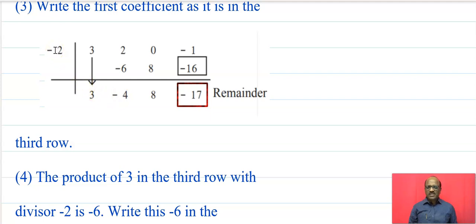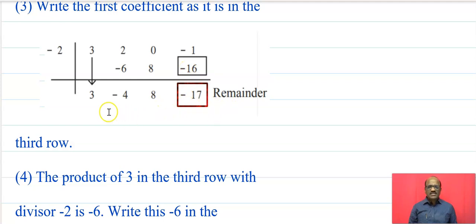Many students do not understand this multiplication at the beginning, so I will explain again. Take the first 3 as it is. Minus 2 into 3 is minus 6. 2 and minus 6 is minus 4. Minus 4 into minus 2 is 8. 0 plus 8 is 8. 8 into minus 2 is minus 16. Now minus 1 and minus 16 gives minus 17, and this is the remainder.